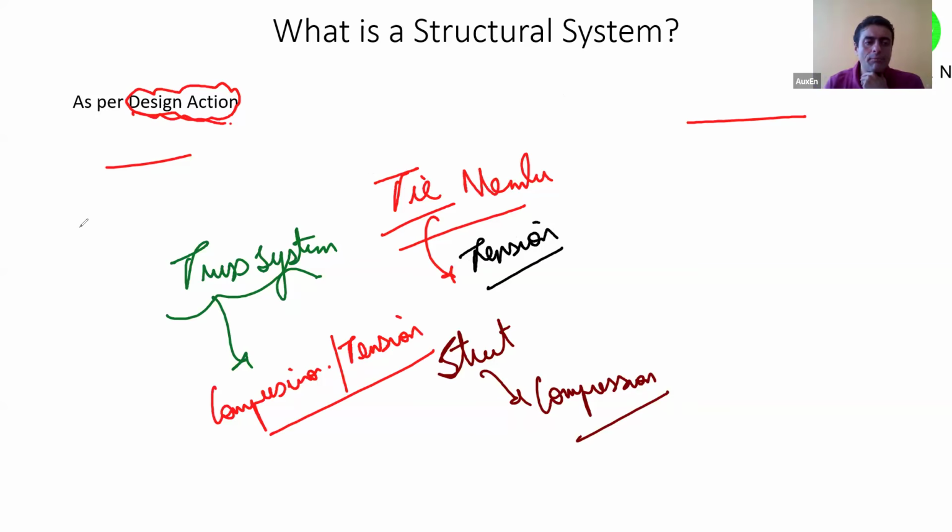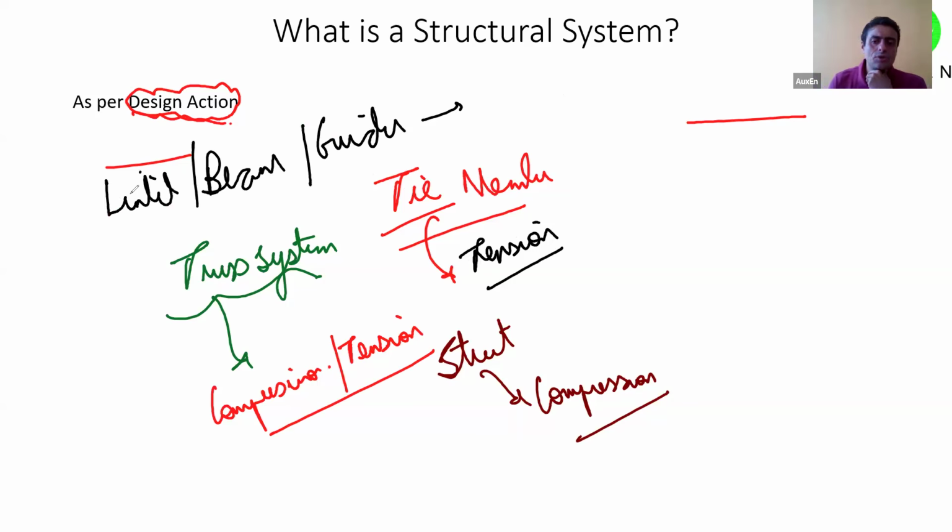Or if I say that a particular member is a beam-like member, or it's a girder, or it's a lintel, let's say, the first thing that comes to our mind is that the dominant design action will be through flexure or bending and shear, correct? So we understand this intuitively.